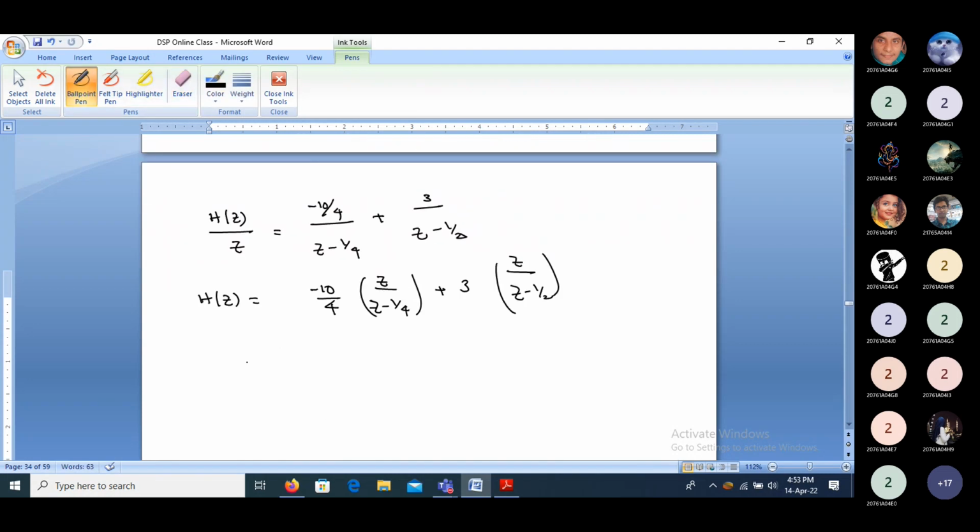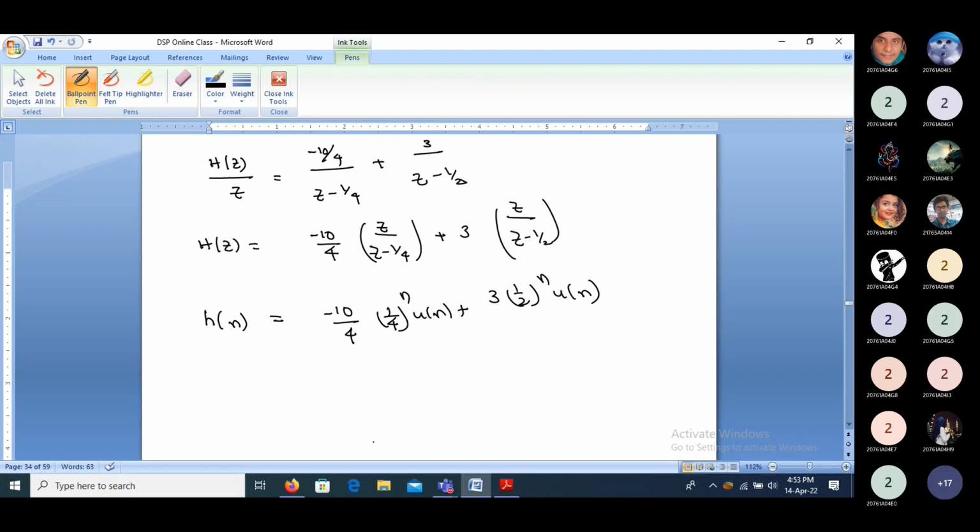So I think all of you know this one. Now we can apply the inverse z transformation here. h of n is equal to minus 10 by 4 into, which is in the form of z by z minus a, nothing but 1 by 4 to the power n into u of n, plus 3 into 1 by 2 to the power n into u of n. So this is the system impulse response h of n.